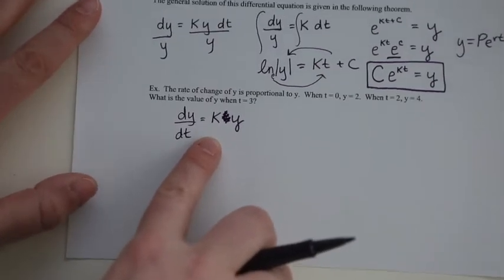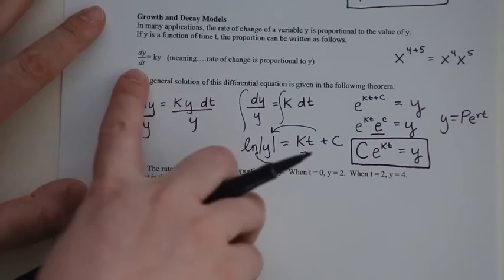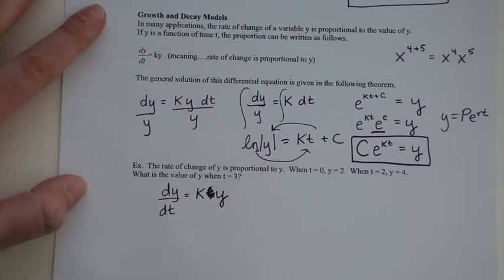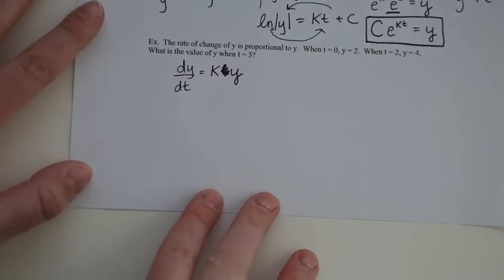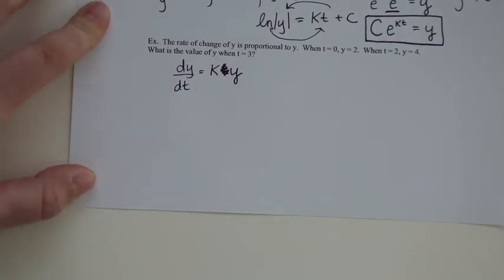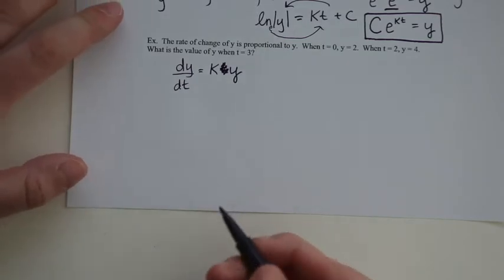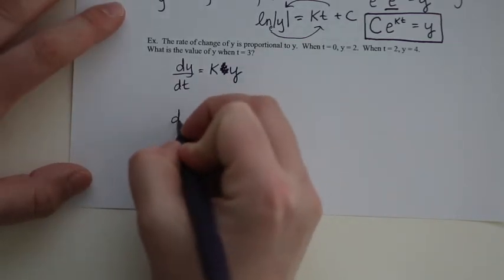As you can see, we're back to the same place we were up here. dy over dt equals ky. That's where I am. So you're going to integrate this the same way. I'm going to run through it again this time, but I'm not going to walk you through it. I'm just going to do it by hand.